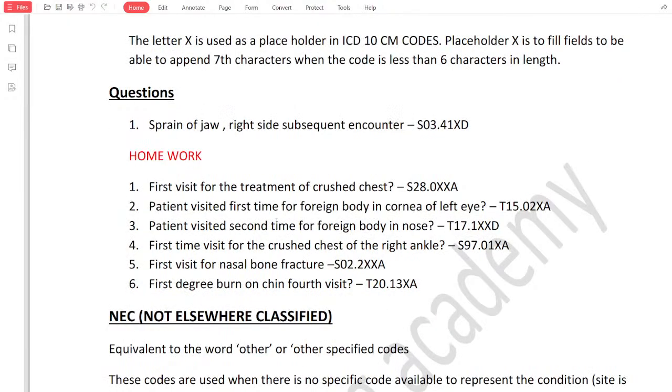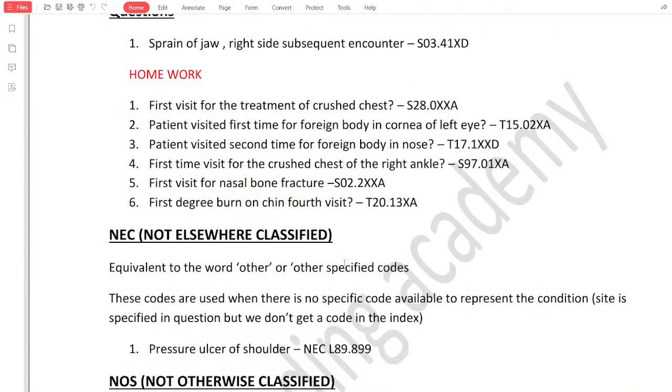Okay. So first visit for the treatment of crushed chest. So first visit means initial encounter. So put seventh character as A, and other codes are XX. Clear? And this also first time. So put A. And second time visit. So second time it means it's a follow up or checkup. So you can use D character as a seventh character, and before that do not leave it blank. So put XX. Okay.